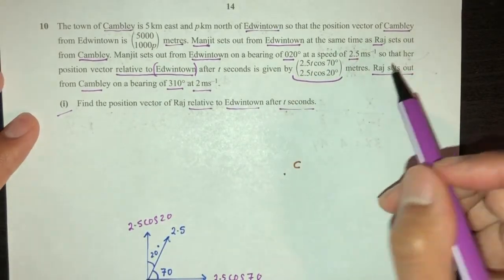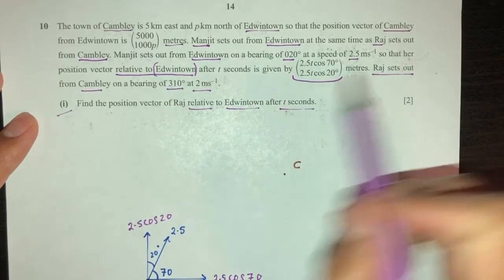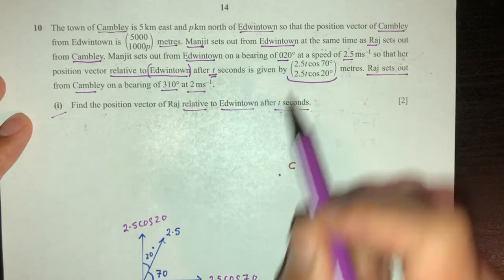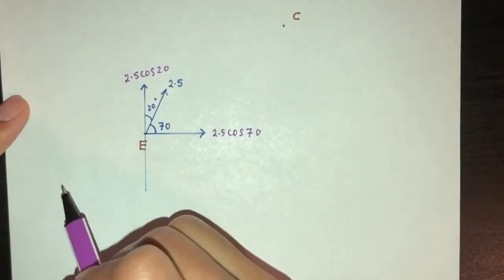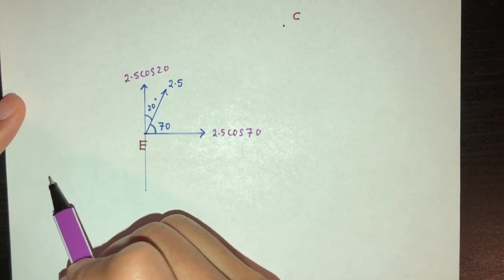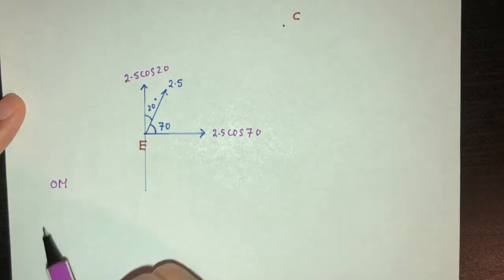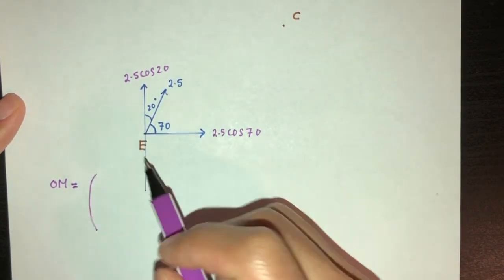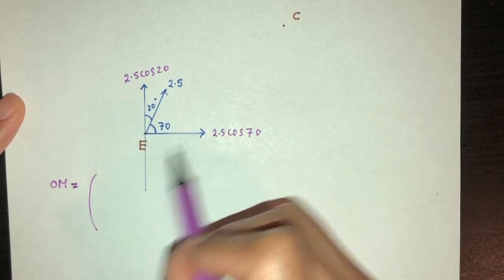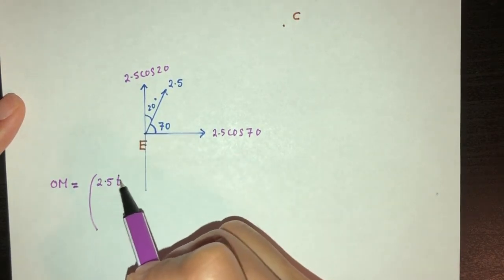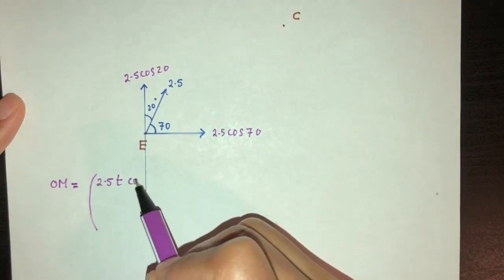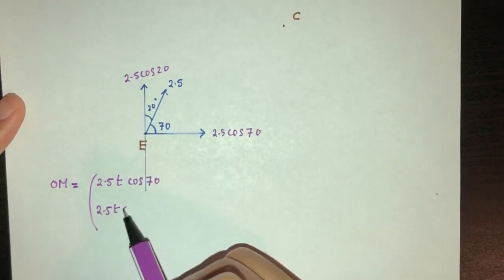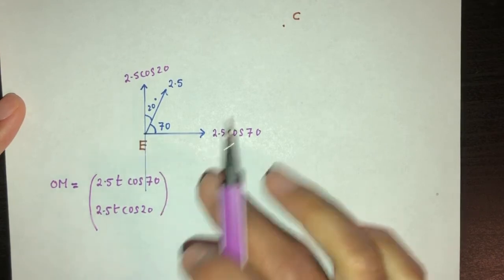That's why, as you can see, it says the position vector relative to Edwinton after t seconds is given by this vector. Let's call this one OM, because this is Manjit's position vector after t seconds. So basically we first look at this direction: 2.5 times t, because we have time, and then cos of 70 for the direction, and then this one will be 2.5 t as well, cos of 20. But that is given to us, that is okay.